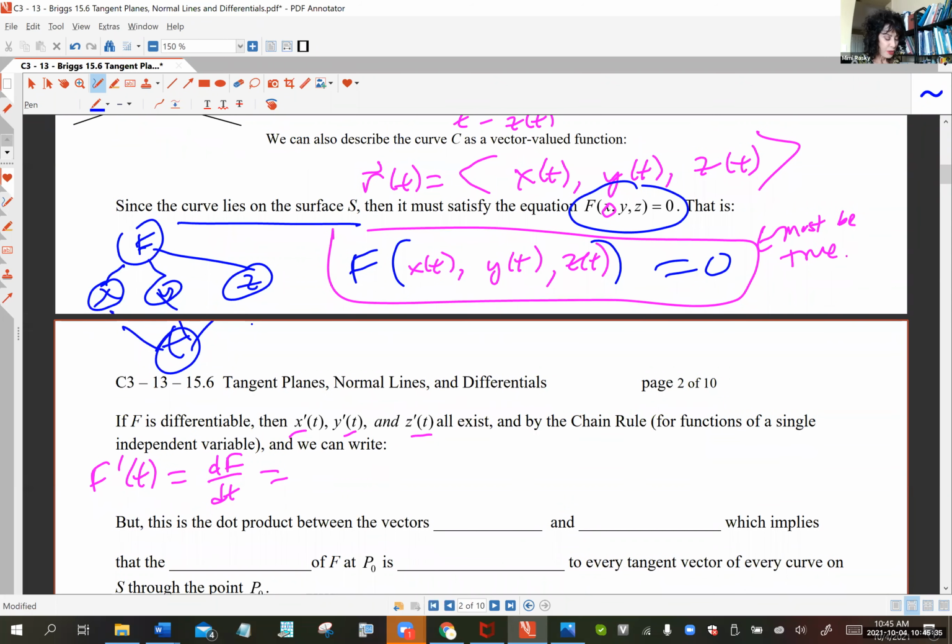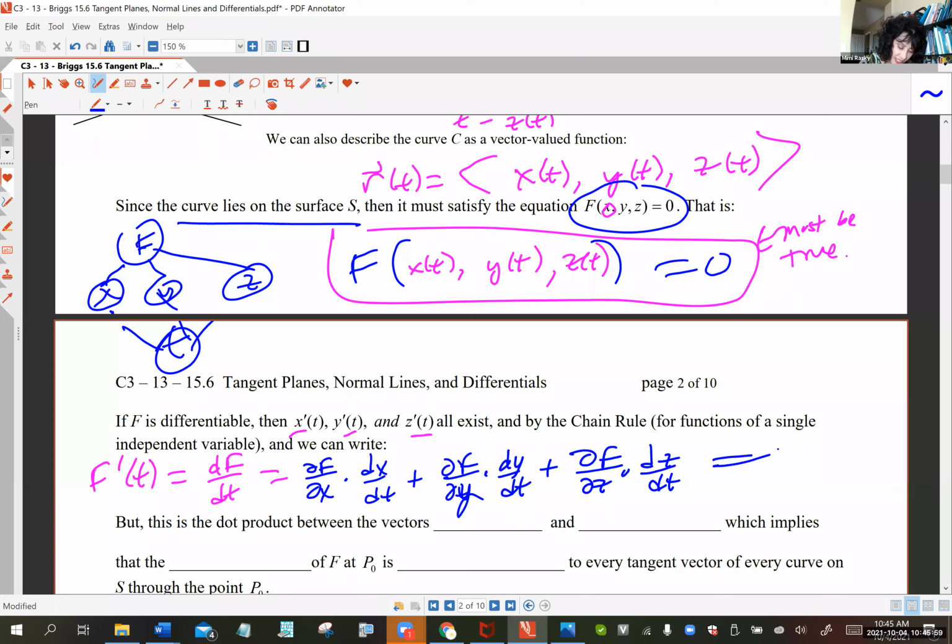Okay? So your chain rule says df dt, and it's a straight stem because t is a single independent variable. It's the partial of f with respect to x times dx dt, plus the partial of f with respect to y times dy dt, plus the partial of f with respect to z times dz dt. And that has to equal the derivative of the right-hand side with respect to t. The right-hand side of that equation is 0, and the derivative of 0 is still going to be 0. Aha!